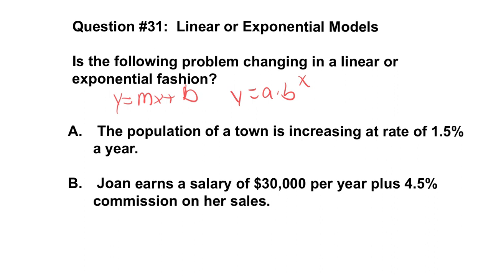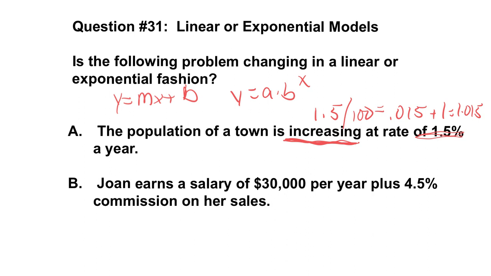So let's take the first one, A. The population of a town is increasing at a rate of 1.5%. Now remember, when we have a rate as a percent, we have to convert that to a decimal. So we're going to take our 1.5 and divide it by 100, and that's going to give us 0.015. Now, if it's increasing, it's going to be growth, so we're going to add 1 to it. Let's get 1.015.